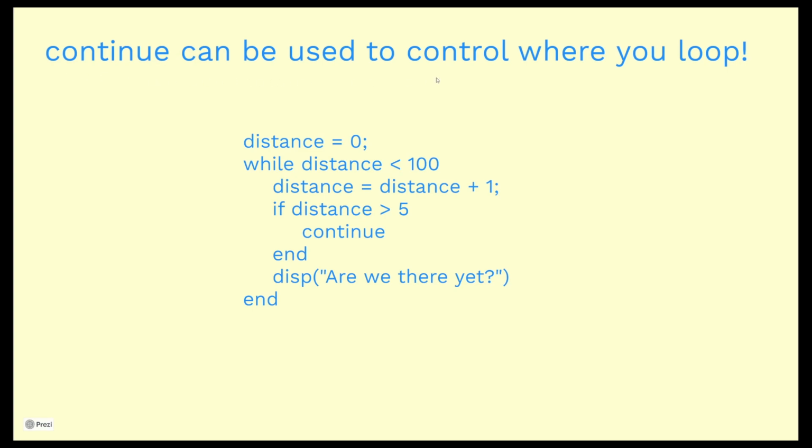Likewise, a continue can be used to control where you loop. So, if we set a distance equal to 0 and then say while distance is less than 100, we can add 1 to distance, and then we can check to see if distance is greater than 5 to continue. If it's not, we'll display, are we there yet? So essentially this will run are we there yet 5 times until someone gets annoyed and says, well, I'm just going to add a continue so it doesn't always spit out are we there yet.